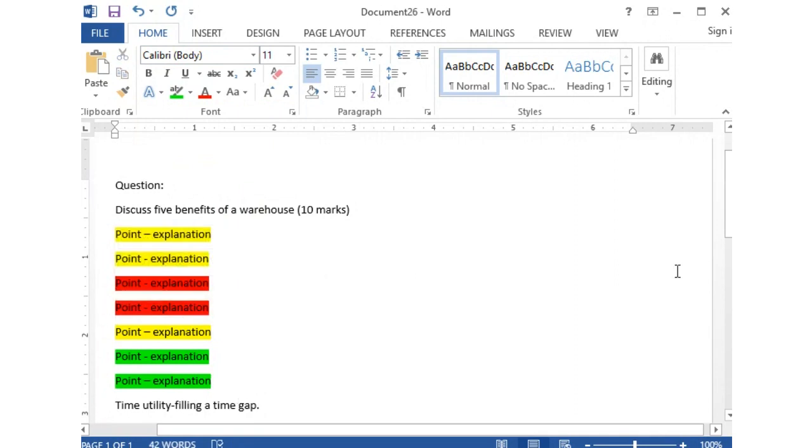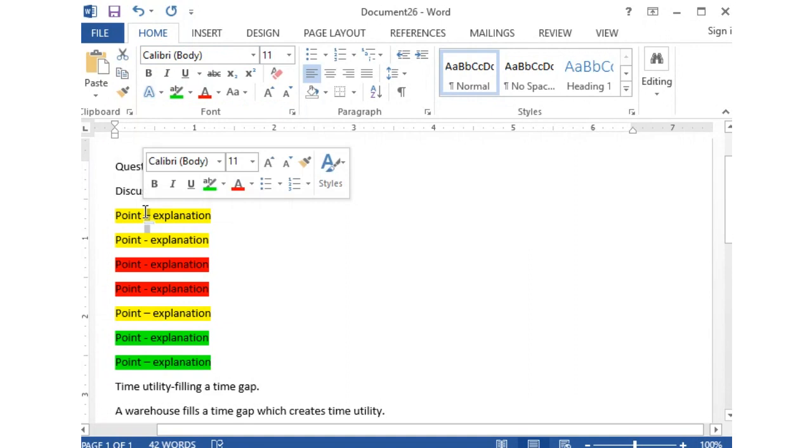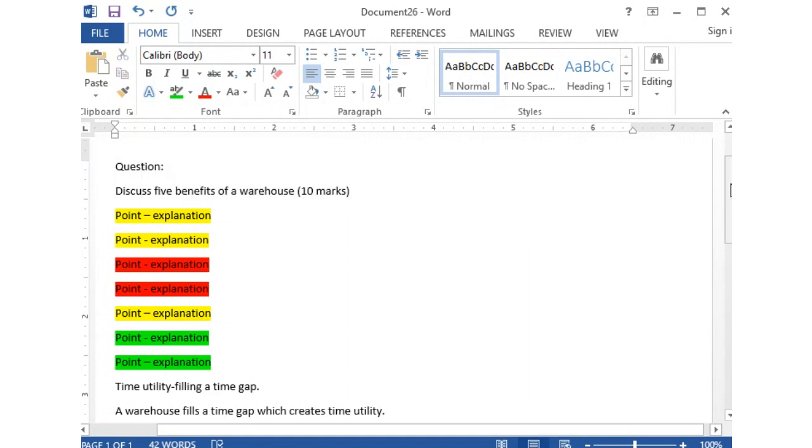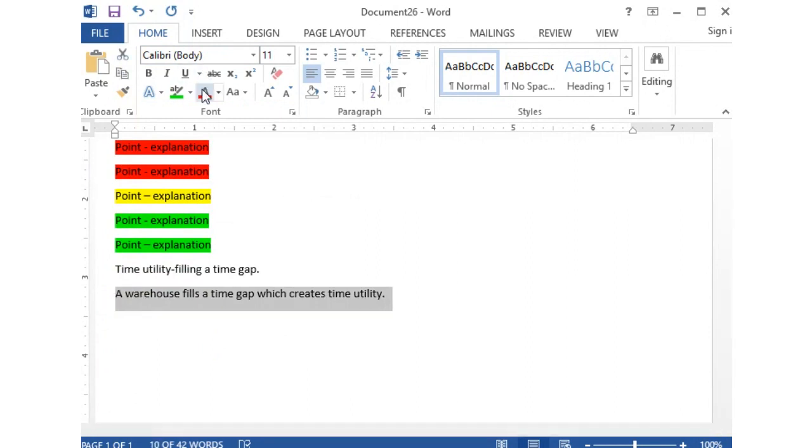And I was trying to explain why it is important to have a hyphen in between the point and the explanation. If you don't have a hyphen, one of your answers will look like this one that I am putting in gray. That a warehouse fills a time gap which creates time utility. What you're telling the examiner is, I have a point and an explanation there, but please choose for me which one is the point and which one is the explanation. Don't leave that one to the examiner.